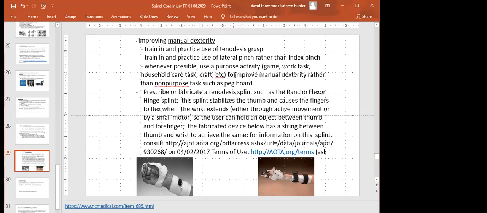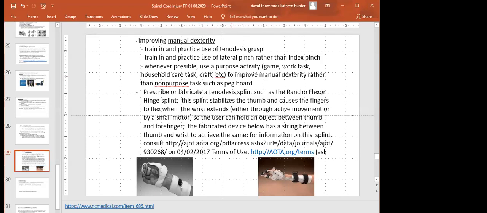Some patients like pegboards, I'll be honest. But the problem with a pegboard is it's just an exercise. If you can make it into a game, if you can have the person play a game of checkers or a game of chess or some other game with the pegboard, if you have them do a work task, if they're an electrician, they need to be able to pick up small items.